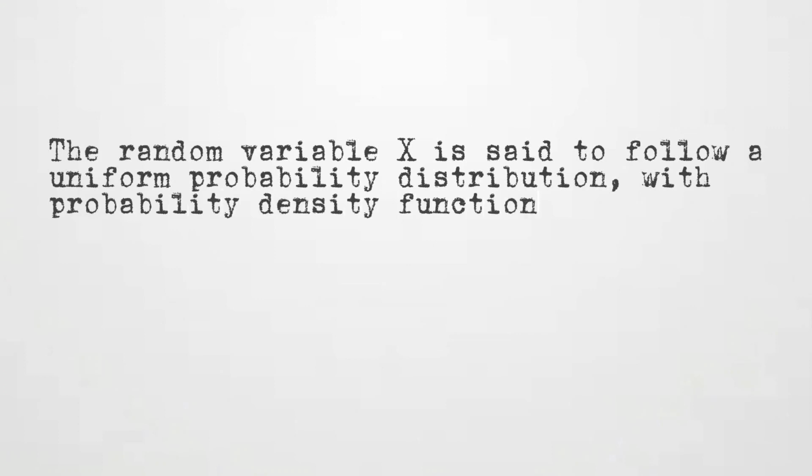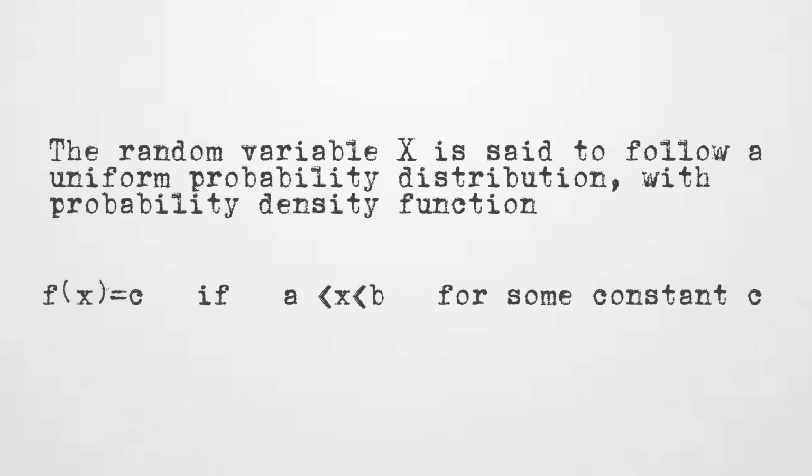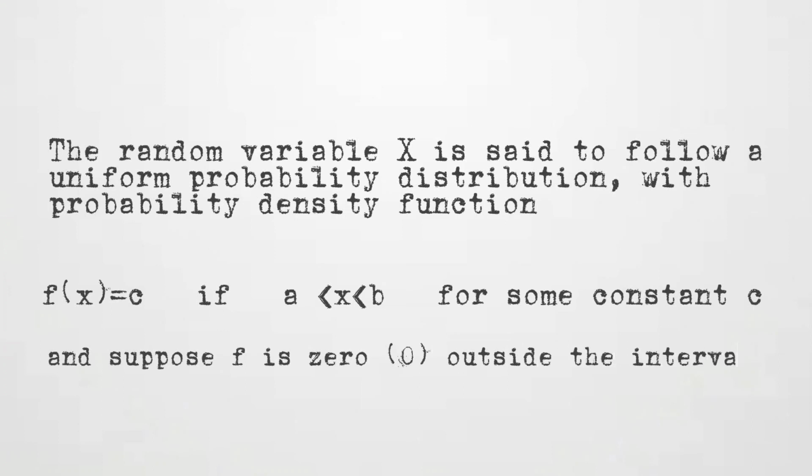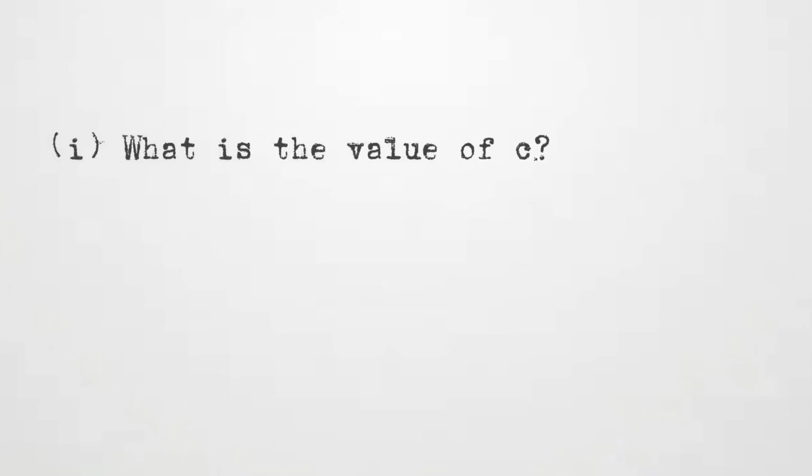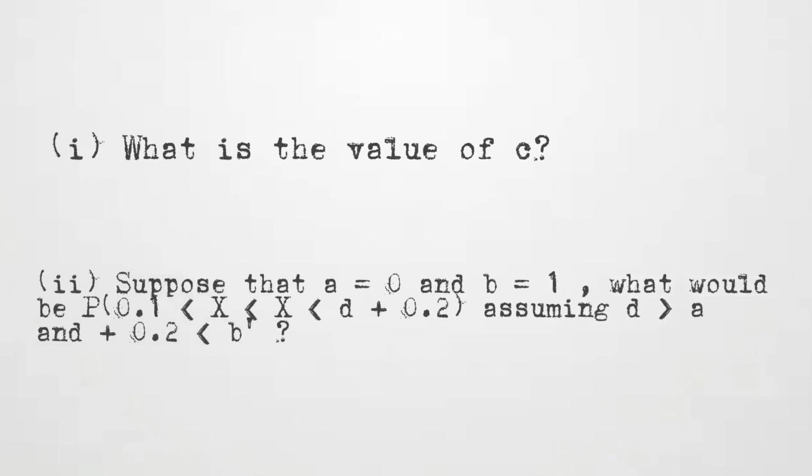The random variable X is said to follow a uniform probability distribution with the probability density function of X, f(x) = c, if a < x < b, for some constant c, and f(x) is 0 outside the interval a to b. First, what is the value of c? And the second one: suppose that a = 0 and b = 1. What would be P(b - 0.1 < X < b + 0.2)? Assume a and b + 0.2 < b.